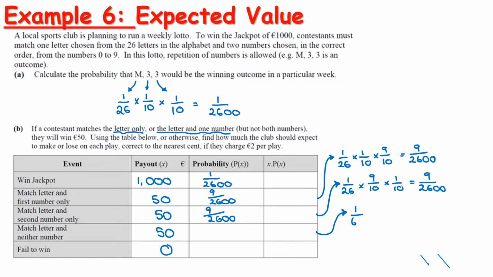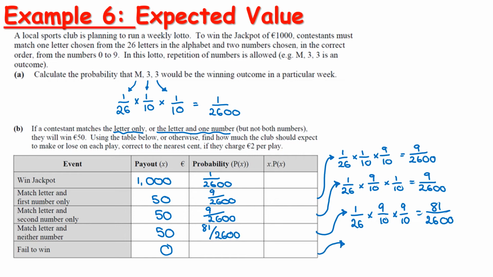So what's the chance of getting the letter and neither number? That's 1 over 26 for the letter, but not this number and not this number. So that's 81 over 2,600. And when we do that, we're left with only figuring out one other probability, and that is the probability you fail to win.